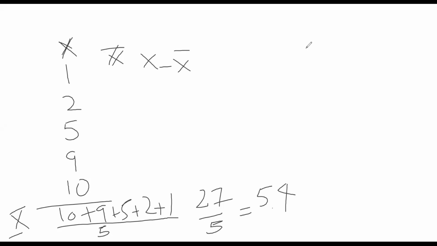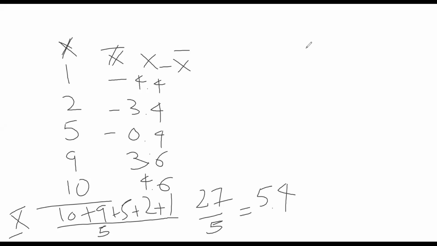Now we will do x minus x bar. 1 minus 5.4 is minus 4.4. 2 minus 5.4 is minus 3.4. 5 minus 5.4 is minus 0.4. 9 minus 5.4 is 3.6, and 10 minus 5.4 is 4.6.